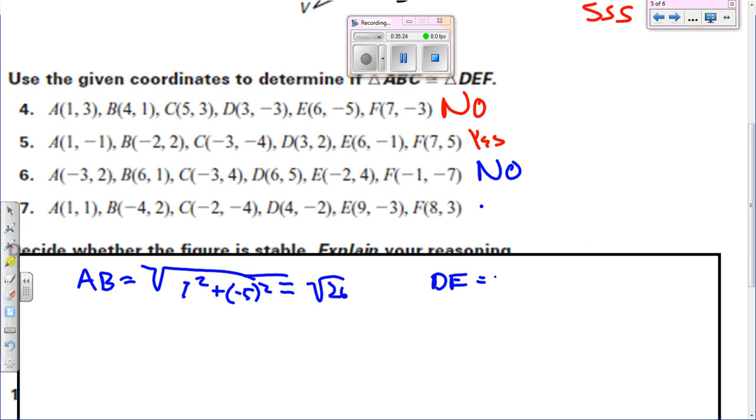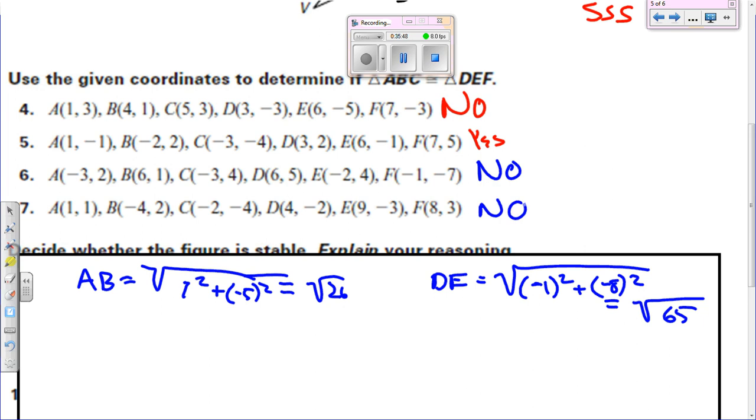And DE is 4 minus 5 squared, so negative 1 squared, plus negative 2 minus 6, so give me negative 8 squared, so give me the square root of 65. So that is going to be a no as well.